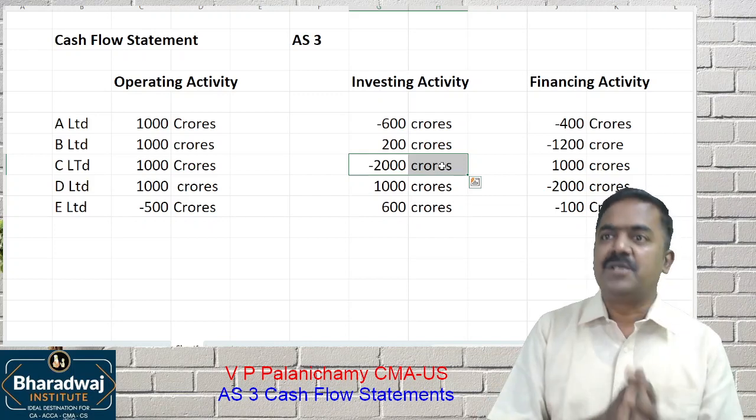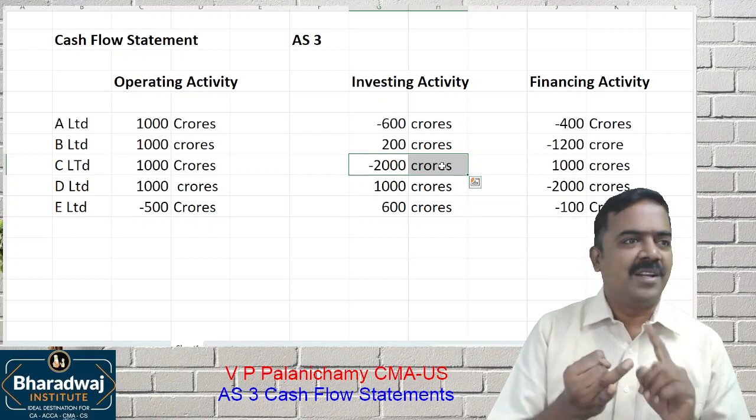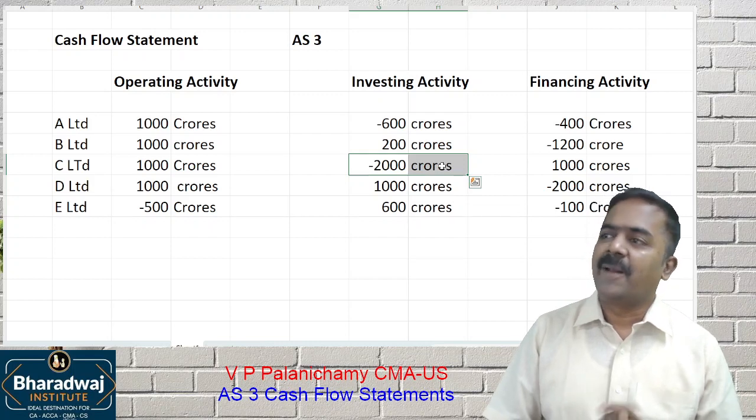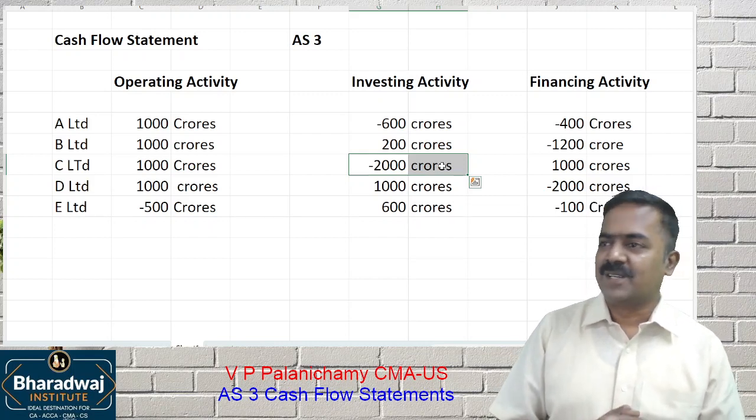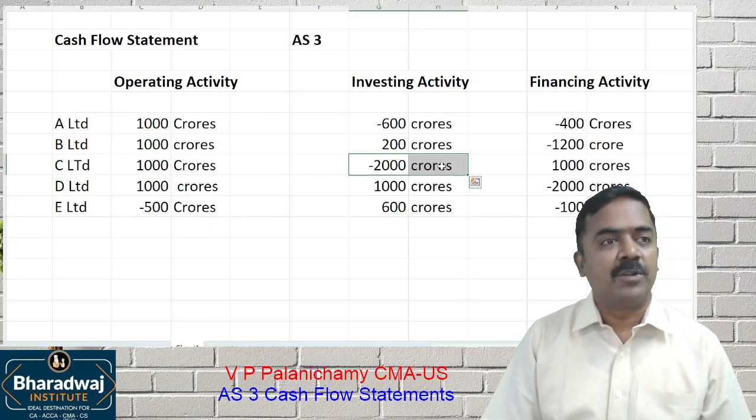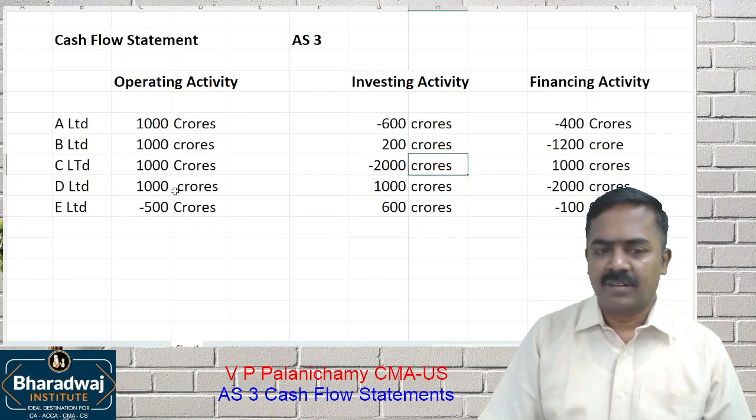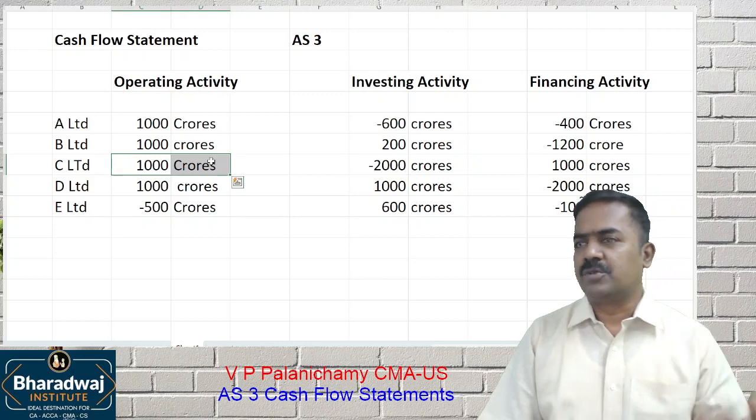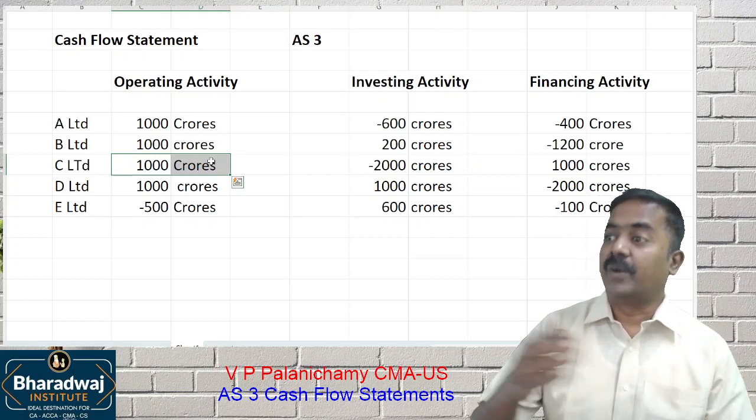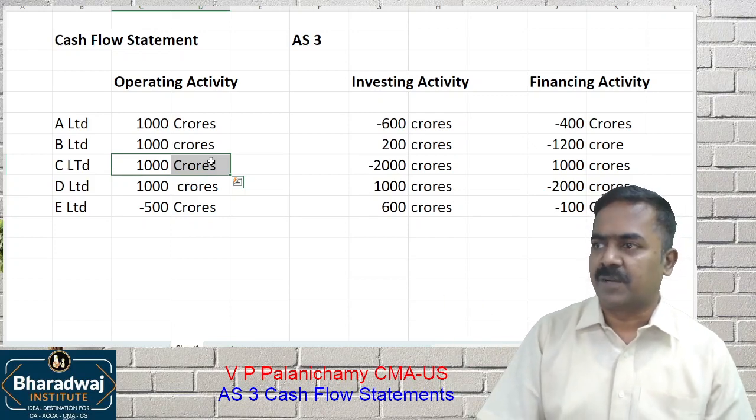When will you purchase new assets? New land, new building, new machinery, new showrooms, new branches you will put. When? When you expand business. When you expand business, this year we invested like this. Next year, what will happen to the profit? Profit maybe 1,000 crores this year. Next year, it may go to 1,200, 1,300 crores. 20%, 30% increase in profit will be there.